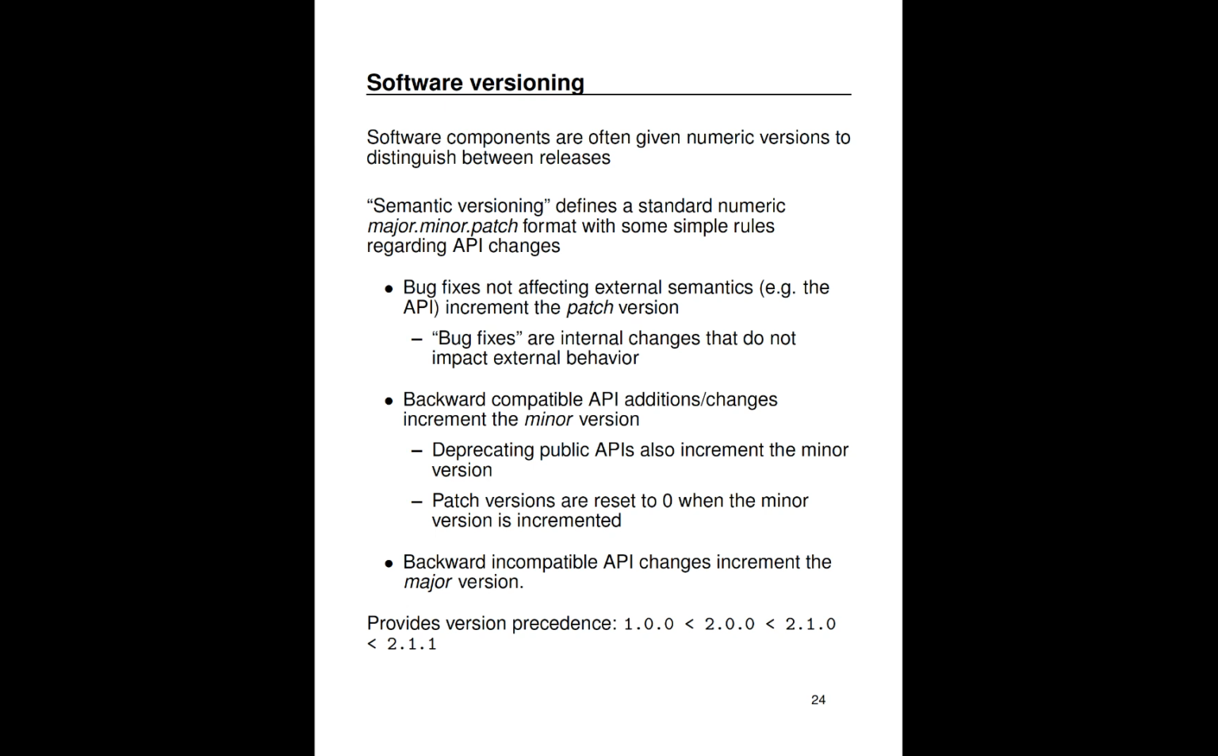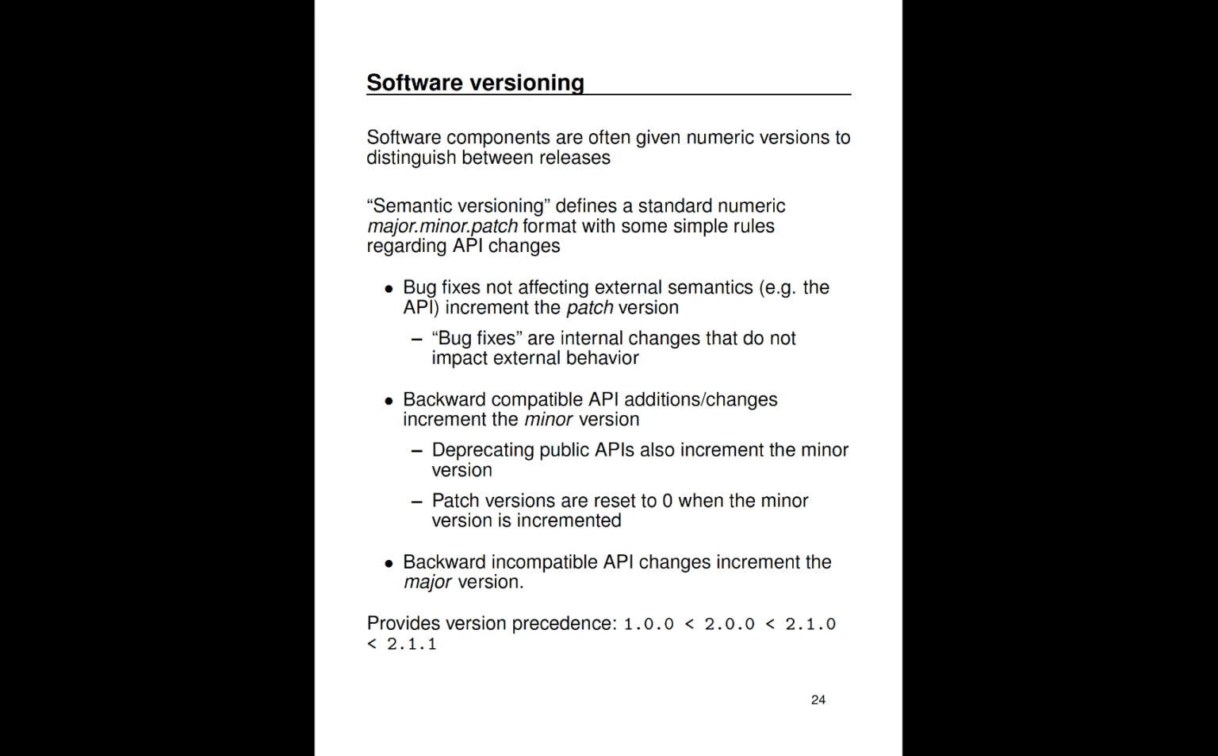So as you're deciding what version should I use for my software, if the changes in that version are just bug fixes that don't really affect any external semantics, you're not changing the API, then all you need to increment is the patch version. So going from version 4.1.0 to 4.1.1, when you fix a simple bug, basically make an internal change that doesn't impact external behavior, great. That's when you just increment the patch. That's the rightmost version, or the smallest version.